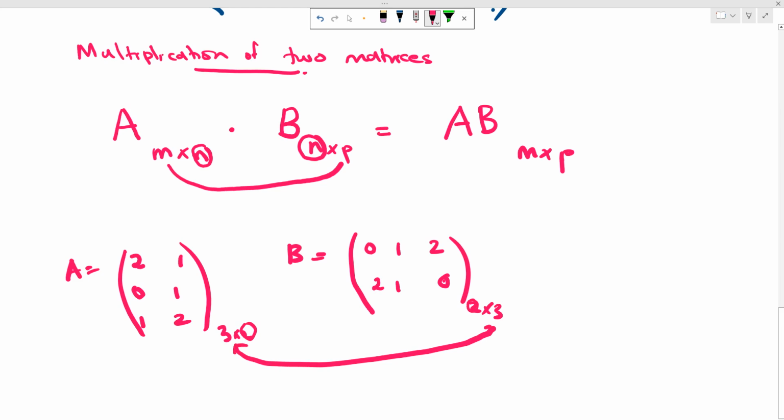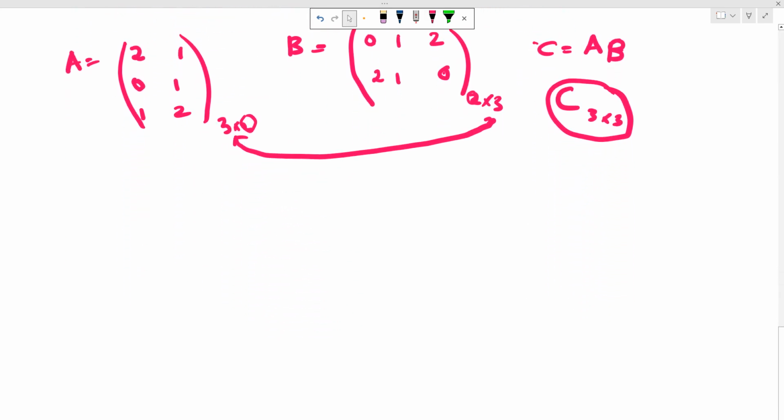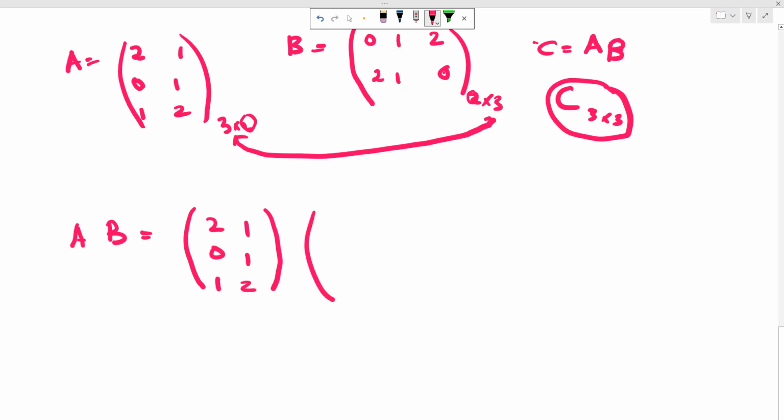So AB, let's say C is equal to AB, then the dimension of C would be 3 by 3. Ultimately you will get a matrix of size 3 by 3. Now we will do this question. How to multiply these two matrices? I will tell you. So for AB you have to just write down the matrices separately. 2 1 0 1 1 2, then 0 1 2 2 1 0.